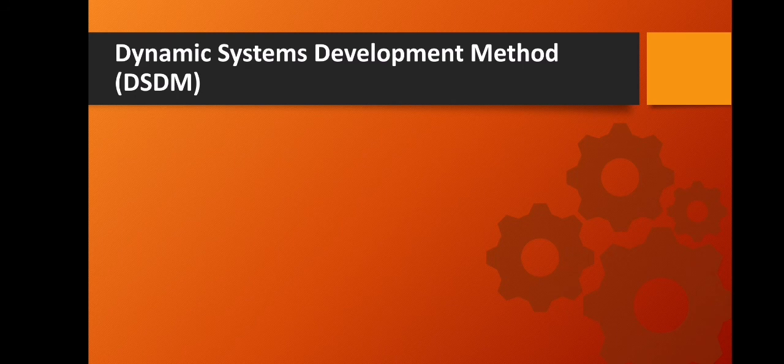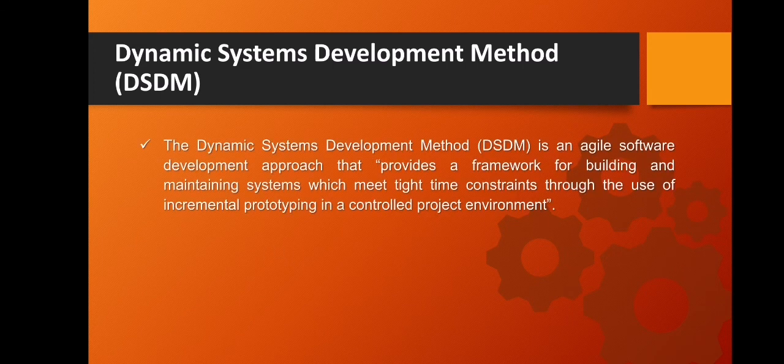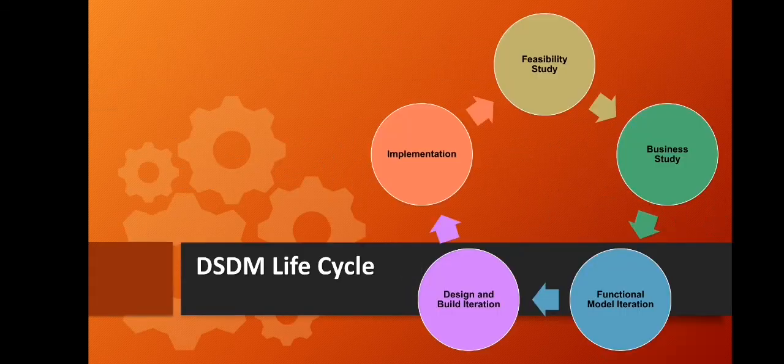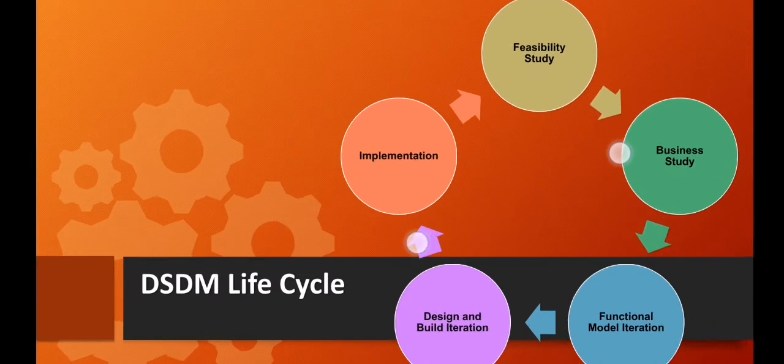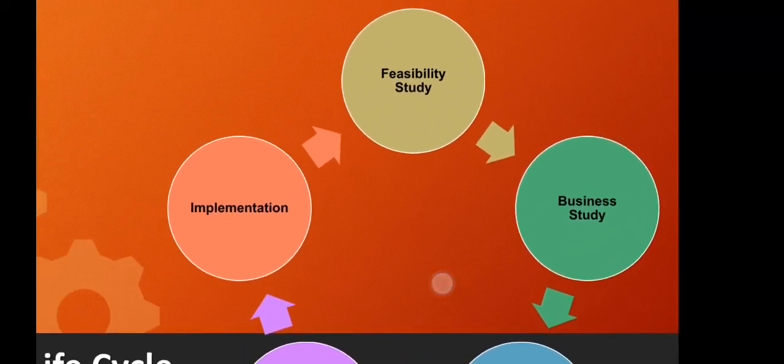The next is the Dynamic System Development Method, or DSDM. It is an agile code development approach that provides a framework for building and maintaining systems. So the dynamic system development method has five life cycle phases: feasibility study, business study, functional model iteration, design and build iteration, and implementation. Let's zoom in and discuss them one by one.